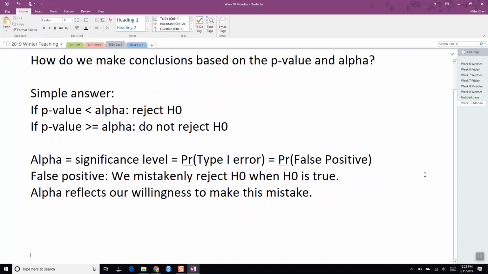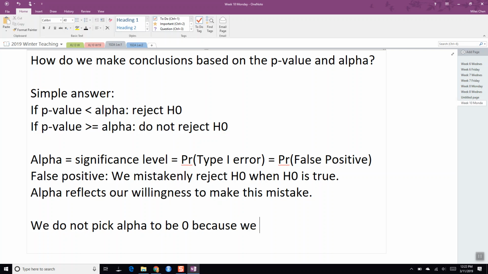Okay? And so why do we not just pick alpha equal to 0 or alpha equal to like 1 in 1,000? Because then we would not make a type 1 error, right? So why don't we do that? Huh? Right, because we would make the wrong mistake, right? So we do not pick alpha to be like 0, because if alpha is 0, what would happen? We would never reject the null hypothesis.